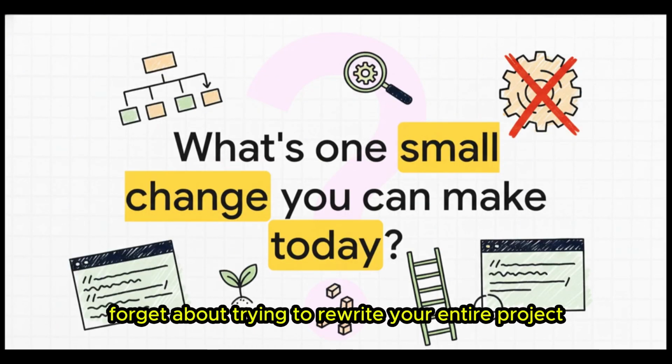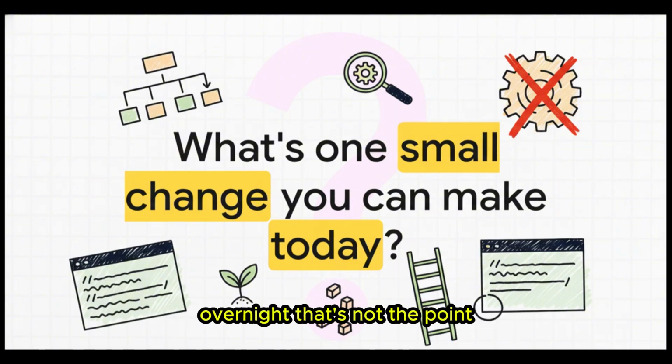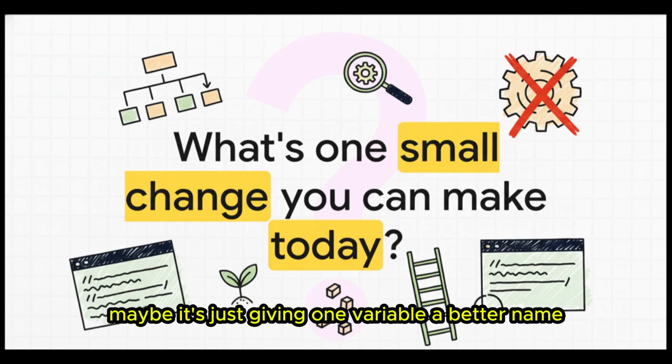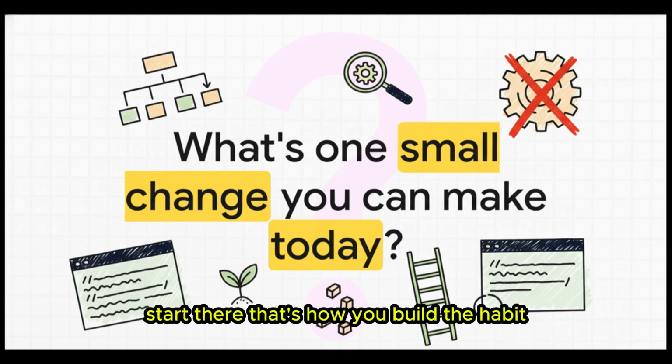So, I'm going to leave you with this question. Forget about trying to rewrite your entire project overnight. That's not the point. Just think, what is one small thing you can do today? Maybe it's just giving one variable a better name. Maybe it's breaking up one complicated function. Start there. That's how you build the habit.